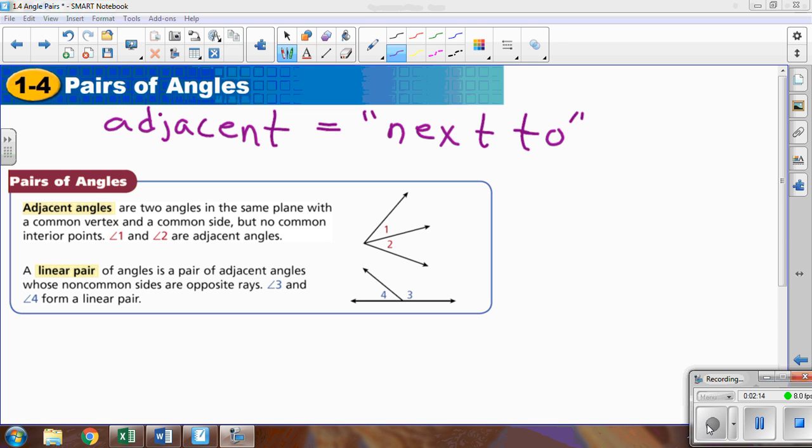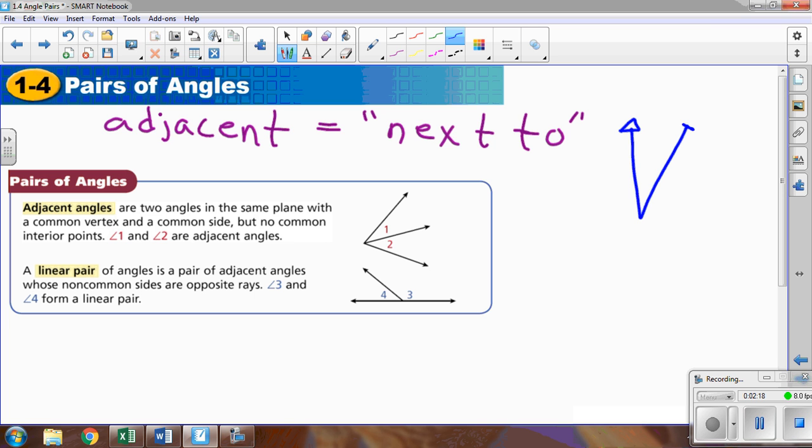Now, one piece I'd like to caution you about, this piece that I'm drawing in blue is not considered, I'll change colors on me. This is not considered an adjacent angle. Why not? Because they look like they're next to each other. The one defining characteristic that we require for adjacent angles is that they must have a common vertex.